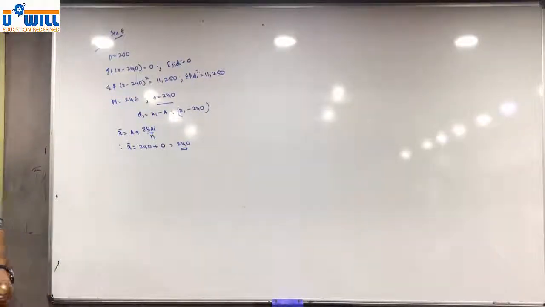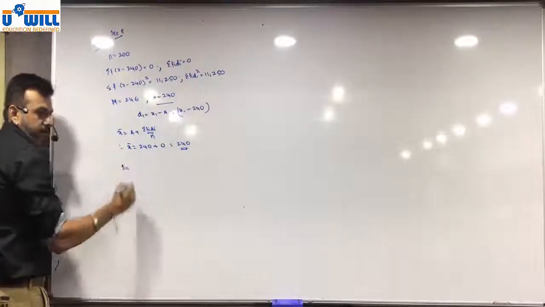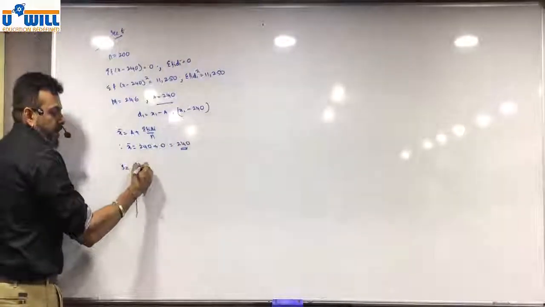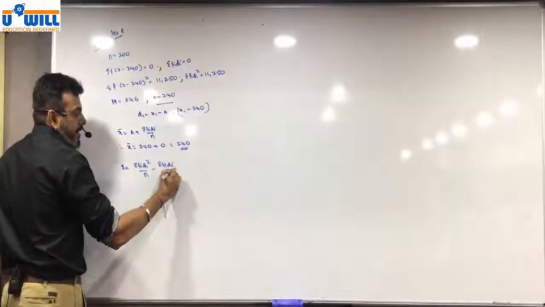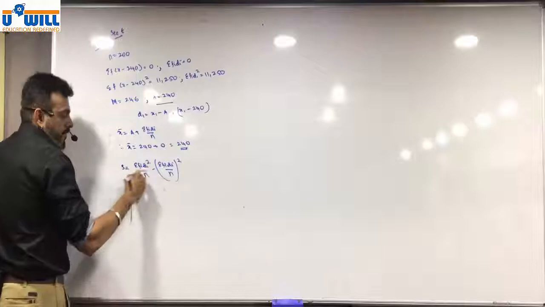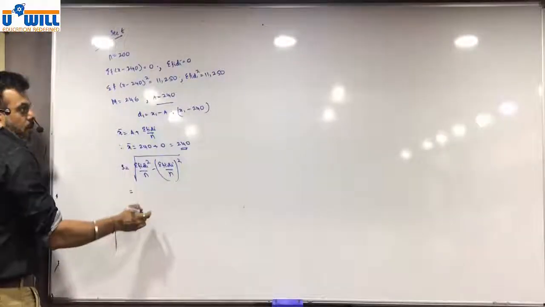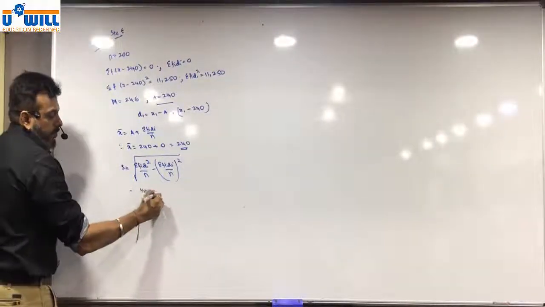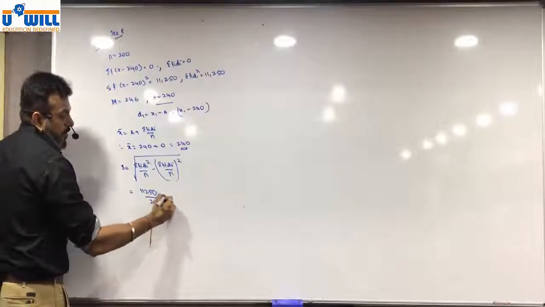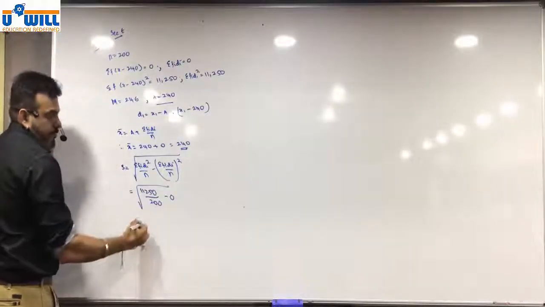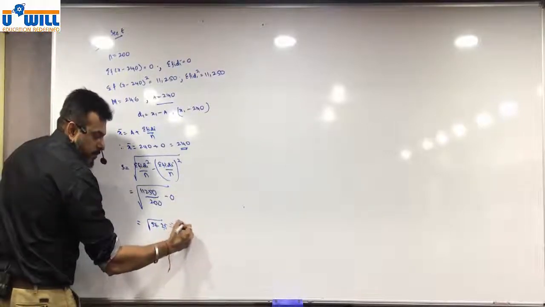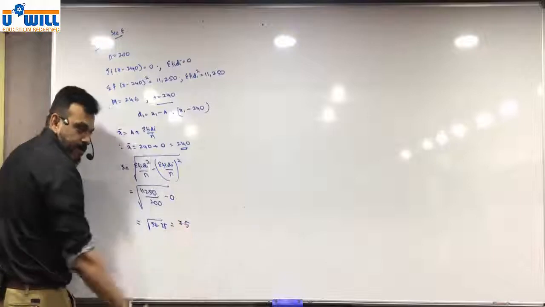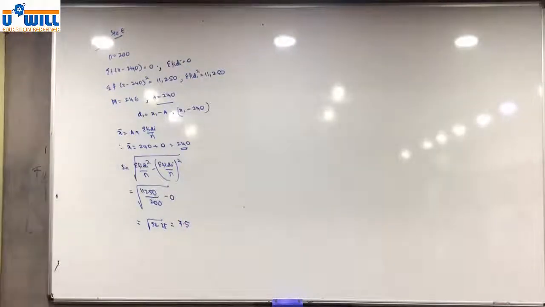Understood this? Now standard deviation is equal to sigma fi di square upon n minus sigma fi di upon n the whole square, the whole under root. Now already this is 11,250 upon n is 200 minus 0, 56.25 under root is equal to 7.5. So standard deviation मिल गया, mean मिल गया, median तो already है.